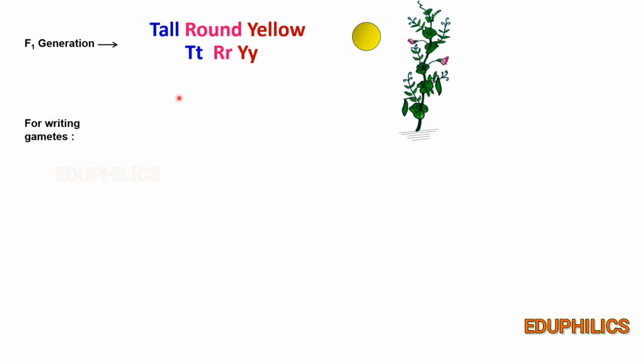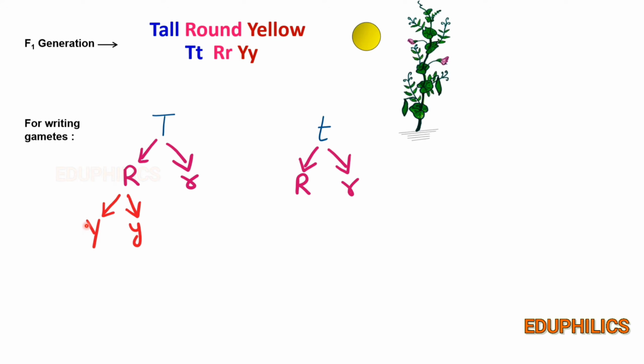Let's start writing the gametes. For writing gametes, let's take this first gene, capital T and small t. It is heterozygous in condition. Write down capital T and small t. Then the next one, capital R and small r. This is also heterozygous. Here also capital R and small r. Next one, capital Y and small y. Here also capital Y and small y. We use this branch line method to write the genetic composition of the gametes easily.